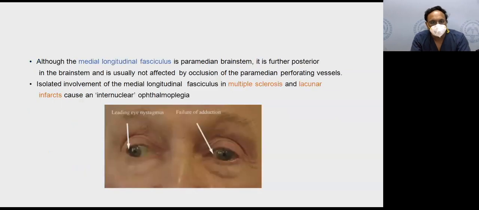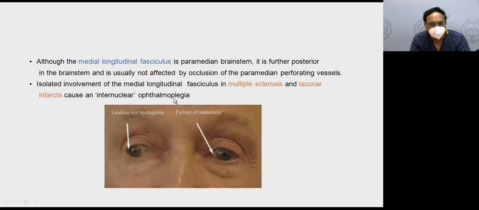Another important thing is that you have to diagnose INO, internuclear ophthalmoplegia. Although the medial longitudinal fasciculus is in the paramedian brainstem, it is placed further posteriorly in the brainstem, so it is usually not affected by occlusion of paramedian perforating vessels. Isolated involvement of the medial longitudinal fasciculus is mostly seen in multiple sclerosis or some lateral infarcts.